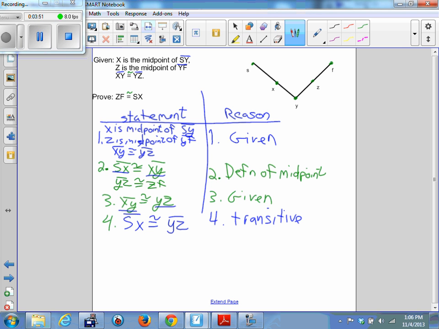Now we are going to do the same thing for number 5. We're going to say SX is congruent to ZF. In this case, we're going to use SX equals YZ, and YZ equals ZF. So we can put those together using our transitive property again. Number 5, transitive.